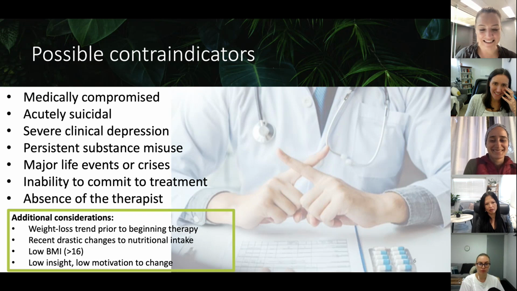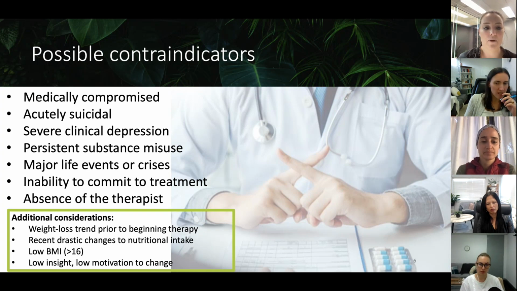And the other considerations are just around weight and BMI. So I guess there is some literature that says that anyone with a BMI below 16 is less likely to have the cognitive capacity to engage in treatment and to change. I think that in our clinic, again, we would consider whether there was a possibility of a more intensive treatment, like an inpatient admission if it was required. Otherwise, we might just give them a go at CBT-E anyway and see how they go.